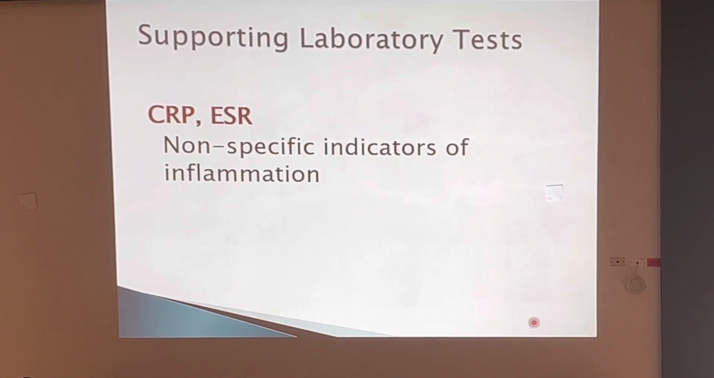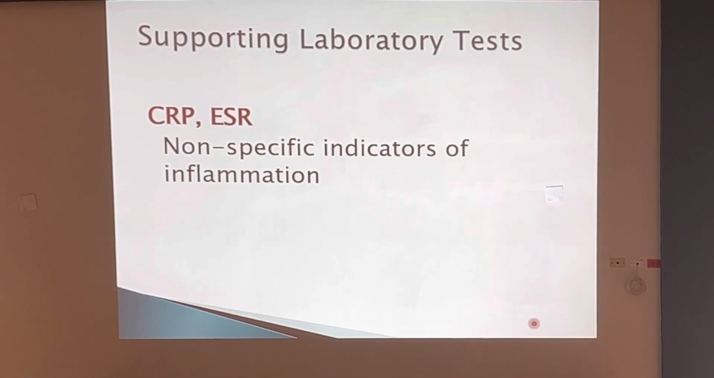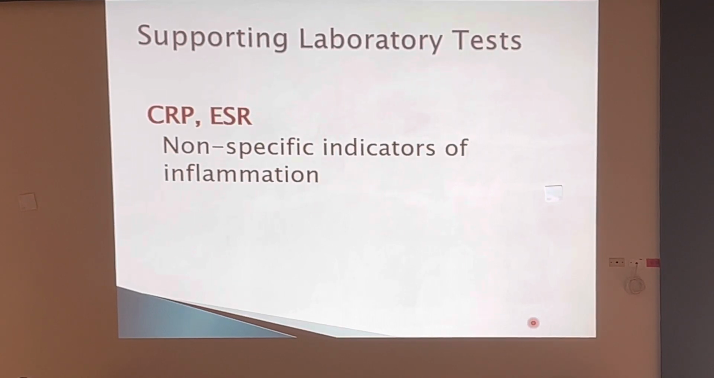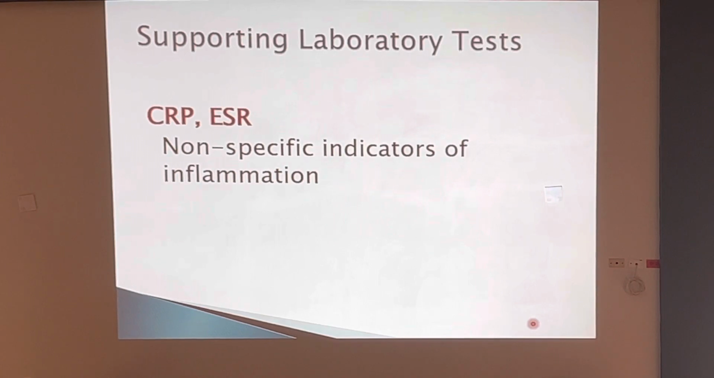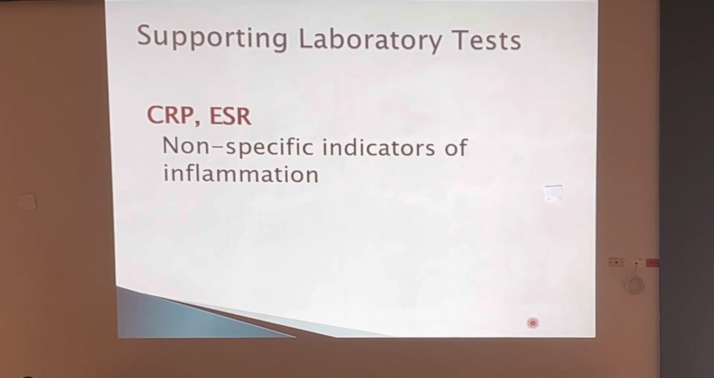You have supporting laboratory tests such as the CRP, C-reactive protein, and ESR, erythrocyte sedimentation rate, but these are non-specific indicators of inflammation. So if your patient had an infection with another organism, it won't differentiate between the group A strep and that other type of infection. It just tells you that the patient has an infection or there is some amount of inflammation. But of course, all these tests together can give you a good picture of what's happening.